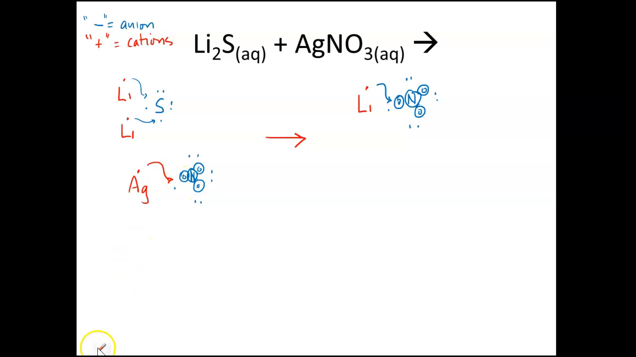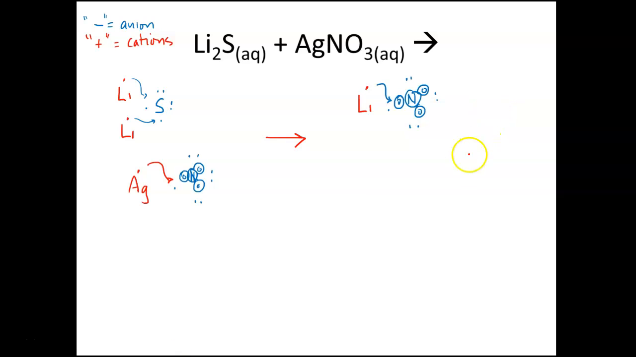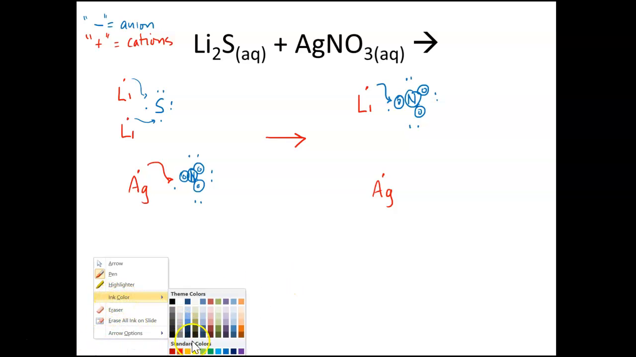Now what we're going to do is take a look at silver. Is silver going to be attracted to a different chemical? And the answer is yes. Of course, it's going to be attracted to an anion. Remember, it has 1 valence electron. So the other anion that we've got is the sulfur.